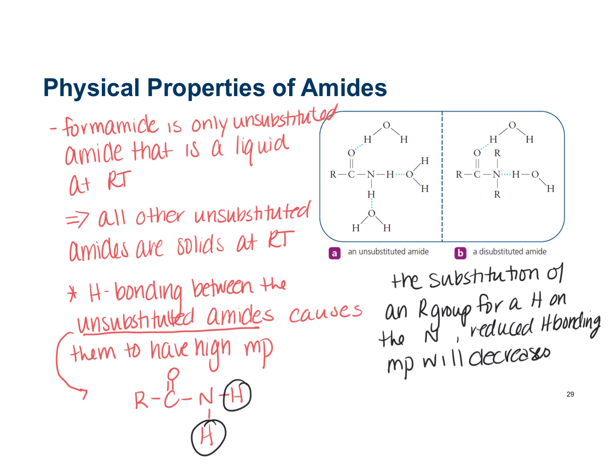And so we're going to see in chapter 19 that hydrogen bonding between amide groups is really important in maintaining the shape of protein molecules. So this will come back.